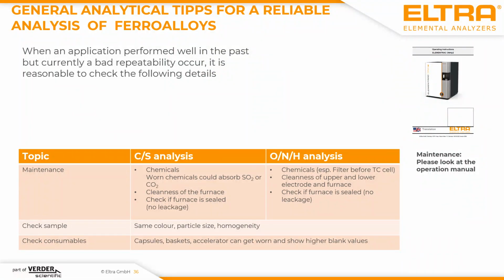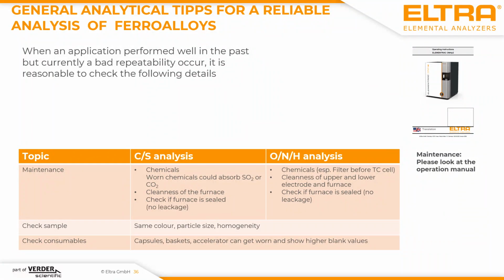When you have checked all the chemicals and the tightness of the furnace for CS analysis and you still get irritating results, then please have a look at the sample. Maybe it has a different color, maybe it has a different particle size, or maybe have a look if the homogeneity is not good enough, or not as good as before. This is also a typical error for carbon sulfur and oxygen, nitrogen, and hydrogen analysis.